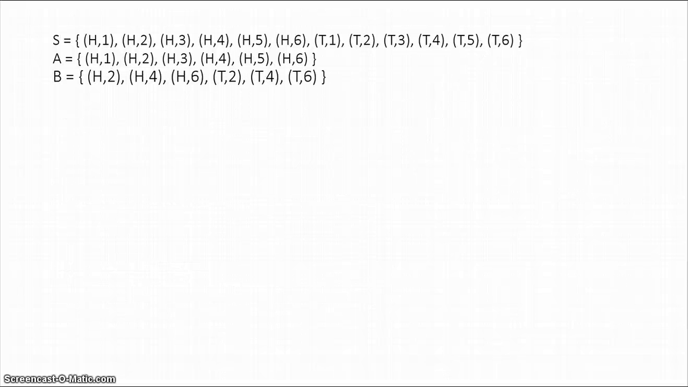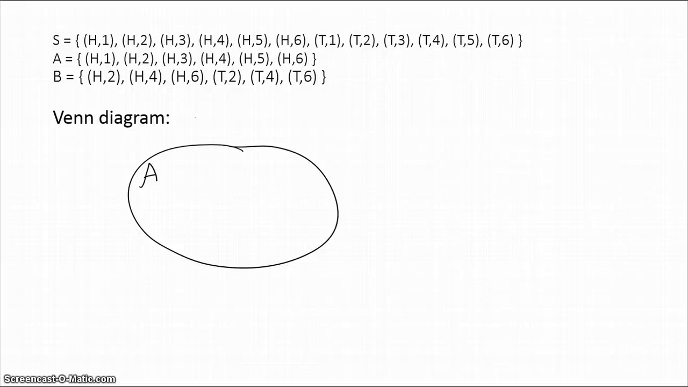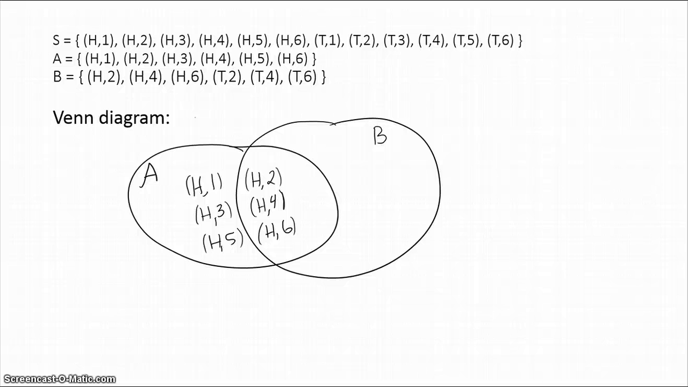So far we've defined our sample space and our events A and B. Now I want to represent them with a Venn diagram. So I'm going to start with event A. I know that the outcomes contained in event A are H1, H2, H3, H4, H5, and H6. Now I want to add event B to this Venn diagram. Now I can see that H2, H4, and H6 are contained in B also. So there's going to be some overlap in these two events. Event B also contains T2, T4, and T6. So there's events A and B.